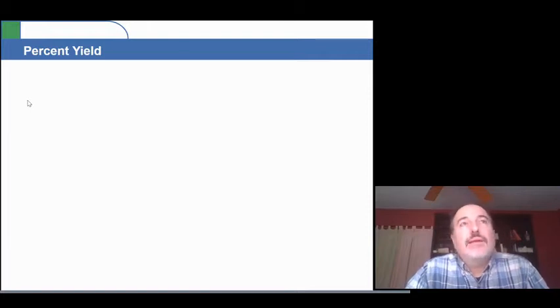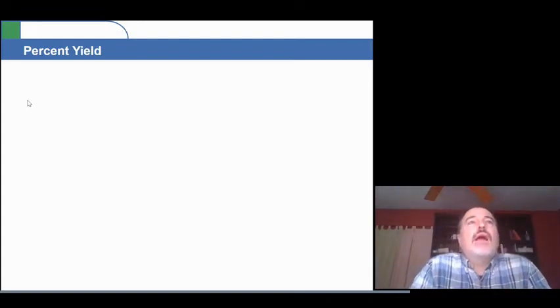With limiting reactants, usually you're going to end up with more of one reactant than another, and something's going to be left over, so forth and so on. Today, we're going to be talking about percent yield.